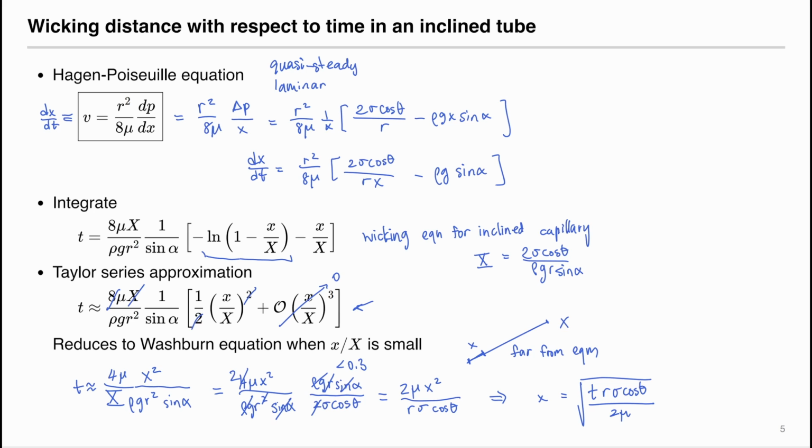We have now recovered the Washburn equation for horizontal tubes, horizontal capillary. So we see that if the system is far from its equilibrium, then the wicking equation for an inclined capillary reduces to the Washburn equation for a horizontal capillary tube, which means that the gravitational effect, the g effect, is negligible.